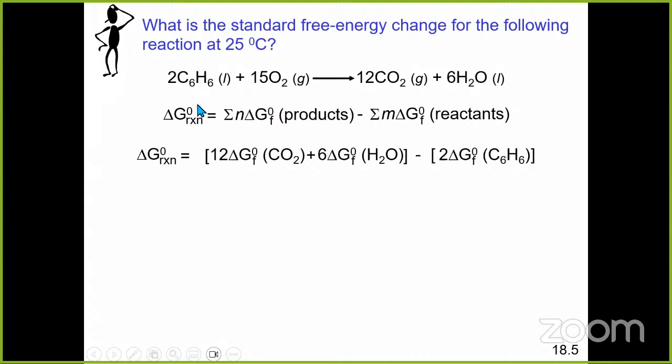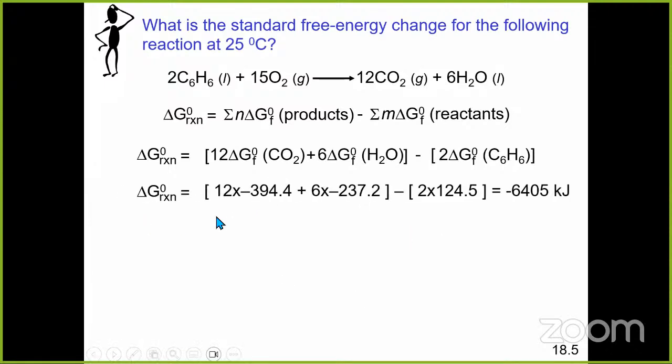That would be for the reactants. Now, please note that there are two reactants here, but we have oxygen here, which is an element, right? So we can automatically assume that the free energy of oxygen is 0 in that case. And then we put the numbers in. Of course, these numbers will come directly from the table that I would have made available to you.